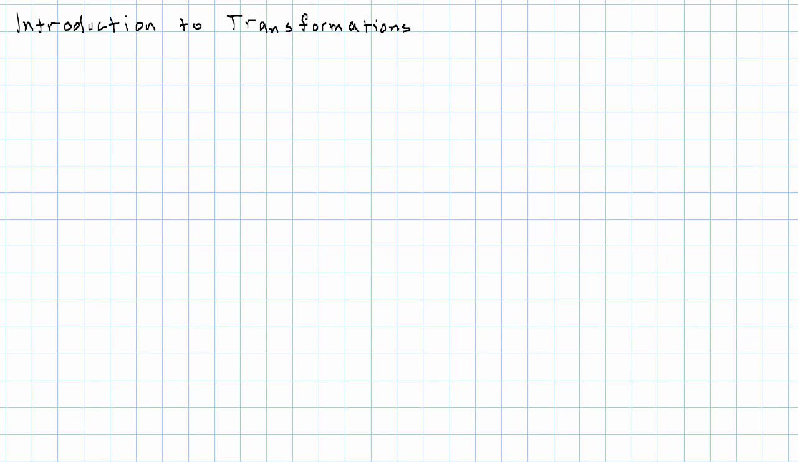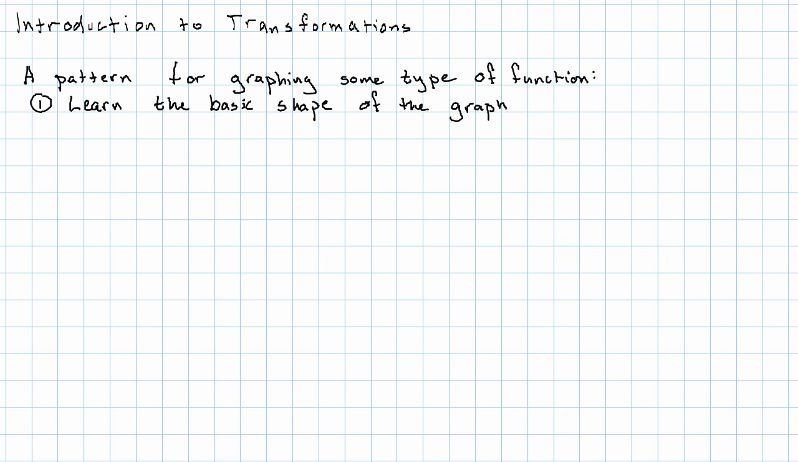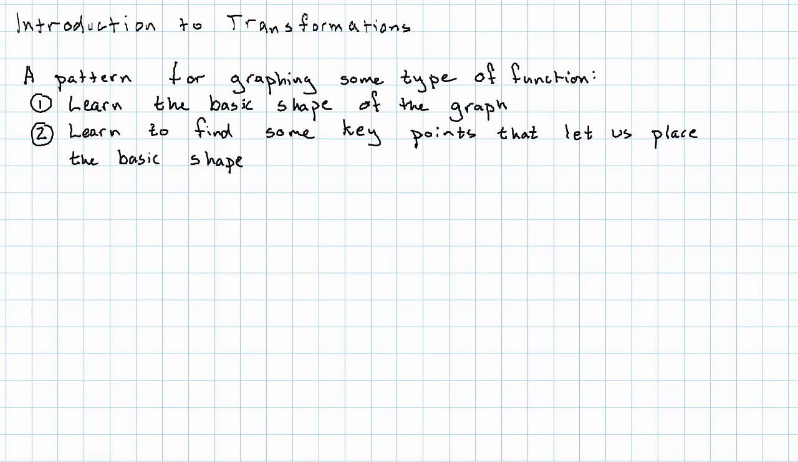In graphing the absolute value functions, we saw a pattern that we're actually going to see repeat over and over again, and it was this. First, we learned the basic shape of the graph, and then learn how to find some key points that let us place that basic shape.